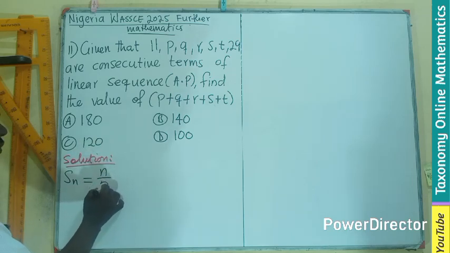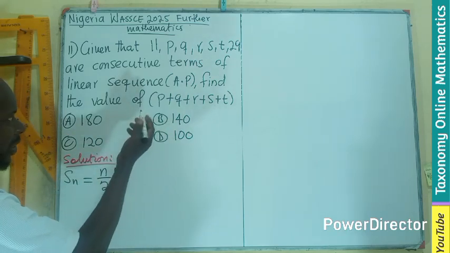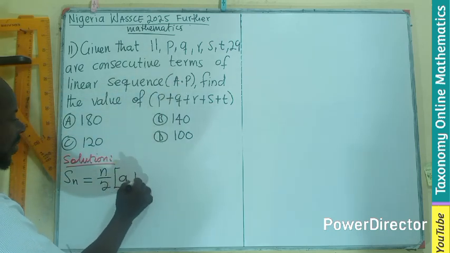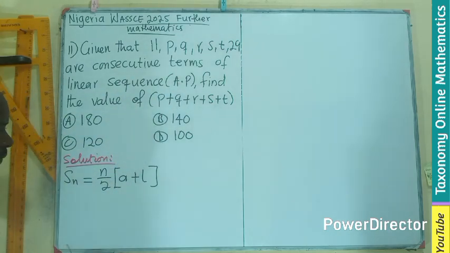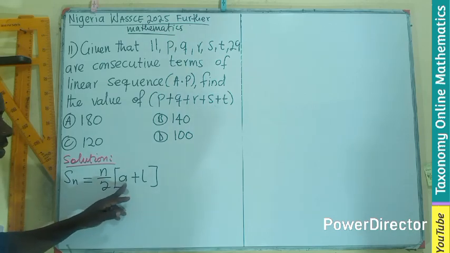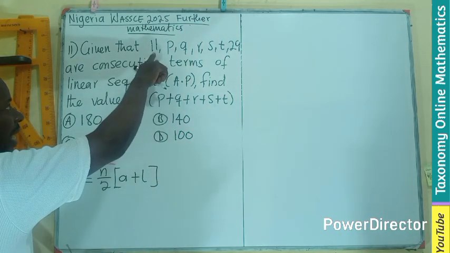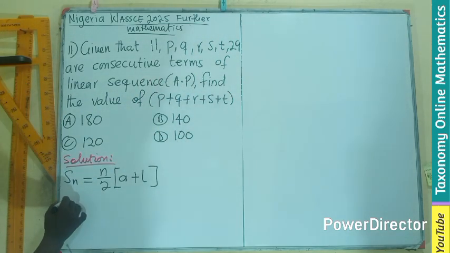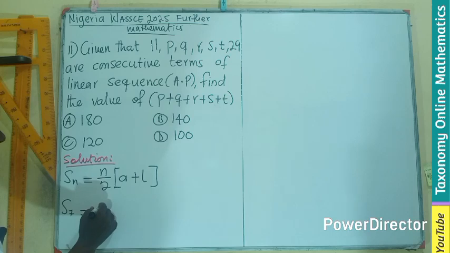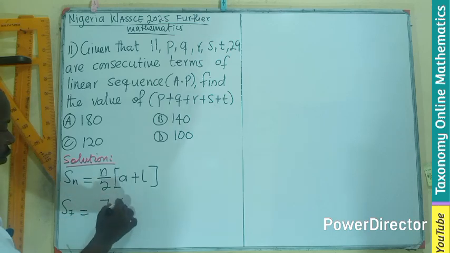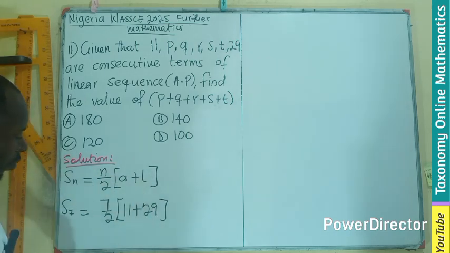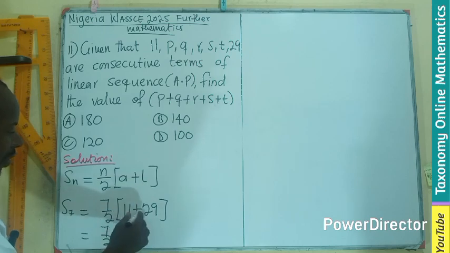We have n over 2, 2a, but in this case, the common difference cannot be easily determined. So let's go for the first term plus the last term. Your first term is 11, the last term is 29, and n is 1, 2, 3, 4, 5, 6, 7. So the sum of all seven terms will become 7 divided by 2 multiplied by 11 plus 29. So I should be having 7 divided by 2 times 40.